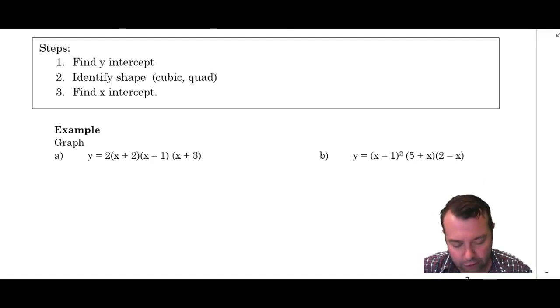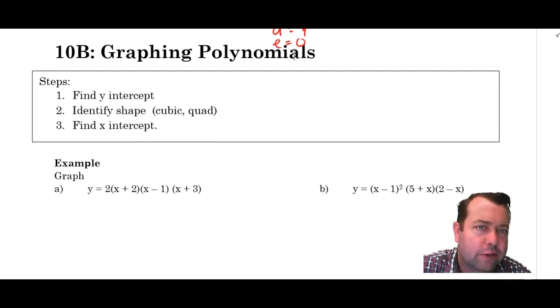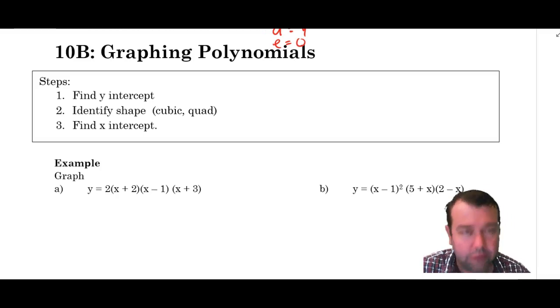Here we go. What we're going to do today is graphing polynomials. This typically is not as hard as it sounds. So, three steps here we've got jotted down.